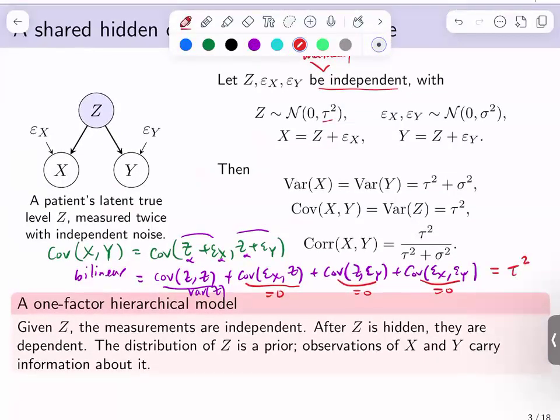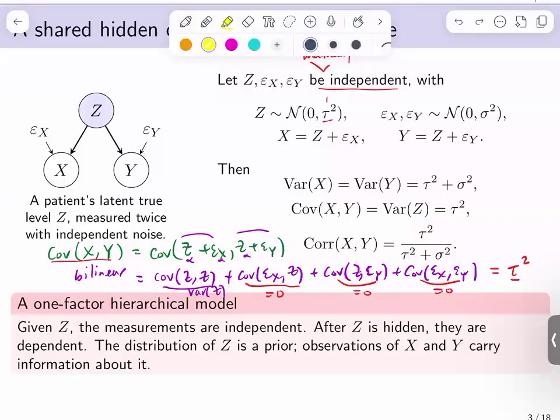So you can see that they are correlated, and the covariance is exactly the variance of z. It's not the correlation, it's covariance. If you want to calculate the correlation coefficient, we need the variances of both, and you can compute the variance of x and y. Because the two components are independent, it's just the variance of z plus the variance of epsilon x, and the same for y. Then if you write down the definition of the correlation coefficient, I'll let you do it, you get tau squared divided by tau squared plus sigma squared.